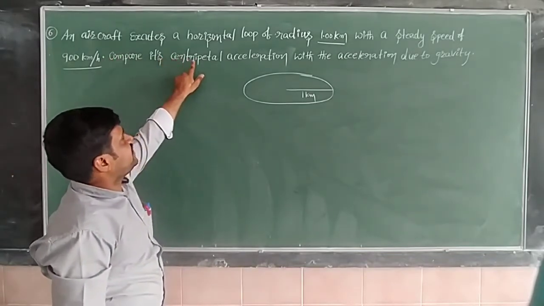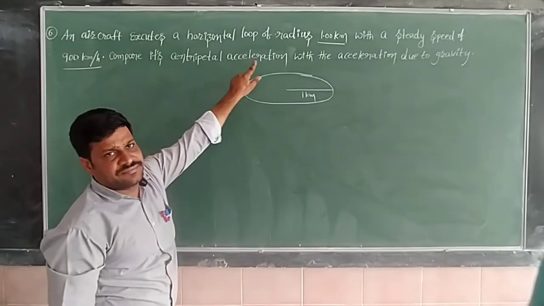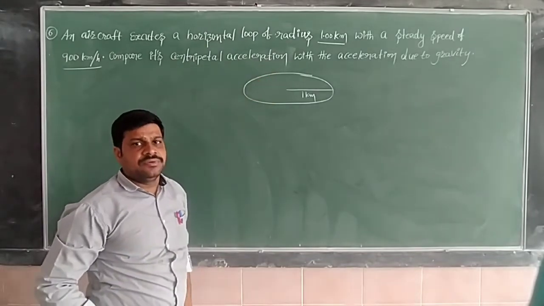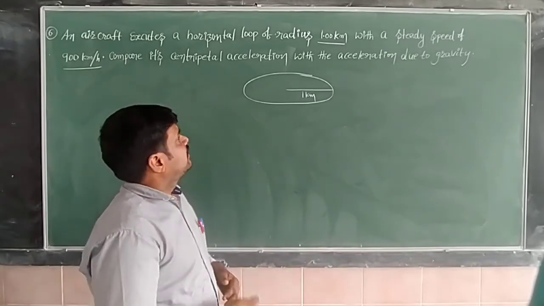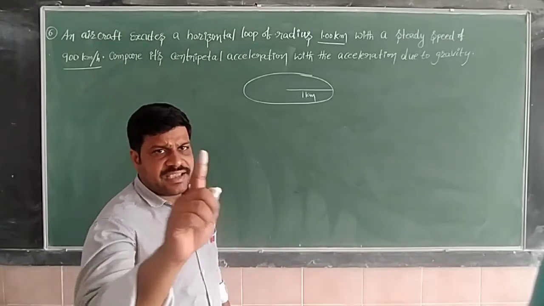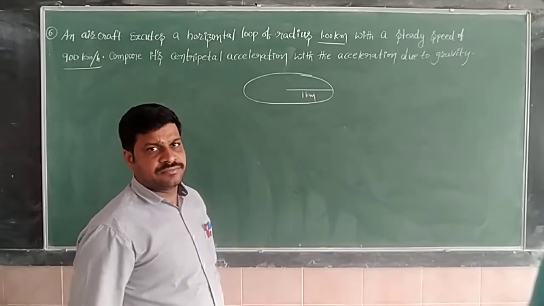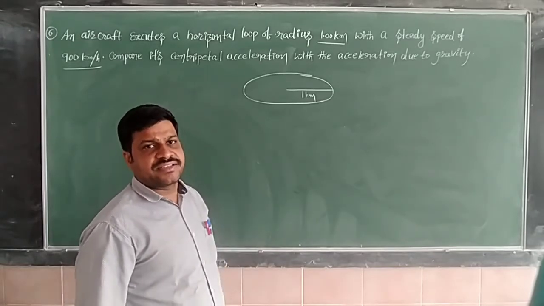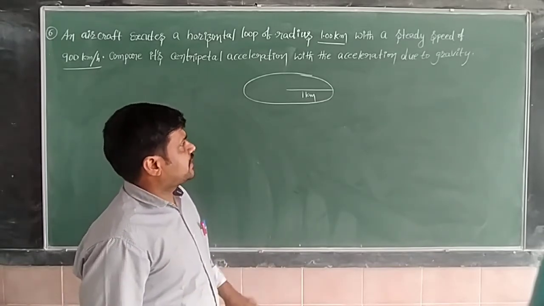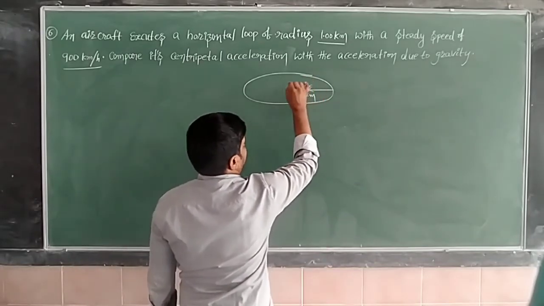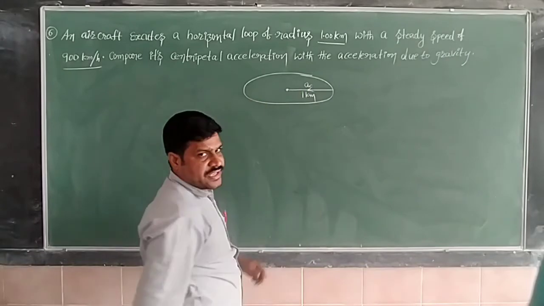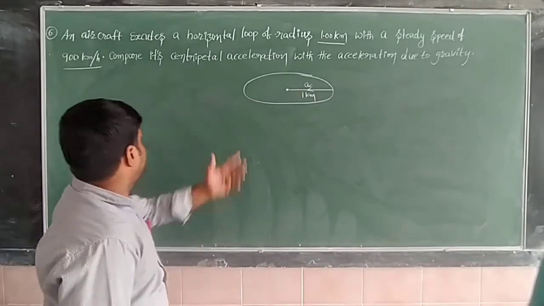Compare its centripetal acceleration with the acceleration due to gravity. Now we know that when the aircraft is having this circular motion, it surely has centripetal acceleration. The direction of the centripetal acceleration is along the radius and towards the center of the circular path.